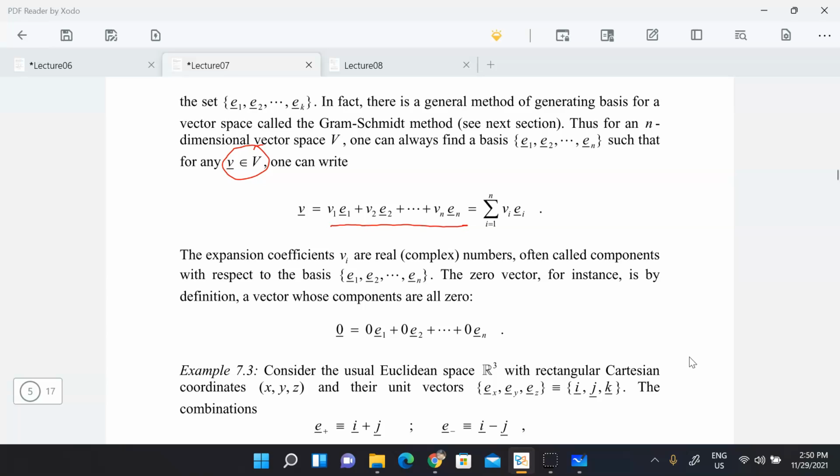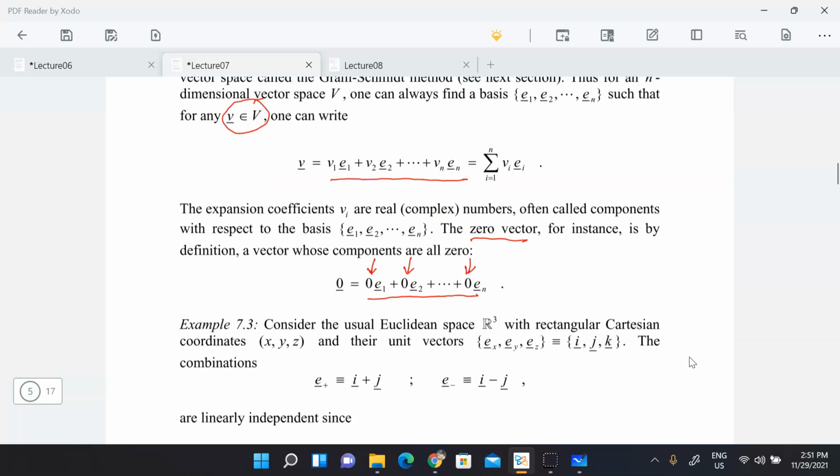And your zero vector, for example, has a decomposition with respect to the basis where all the coefficients are 0.